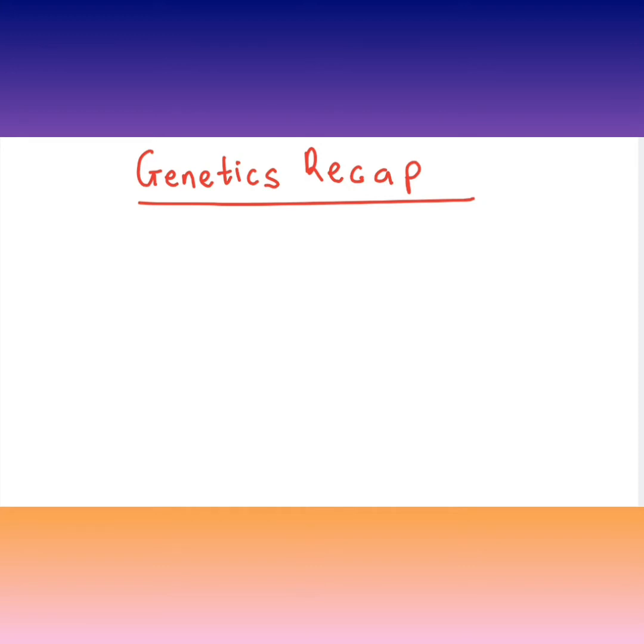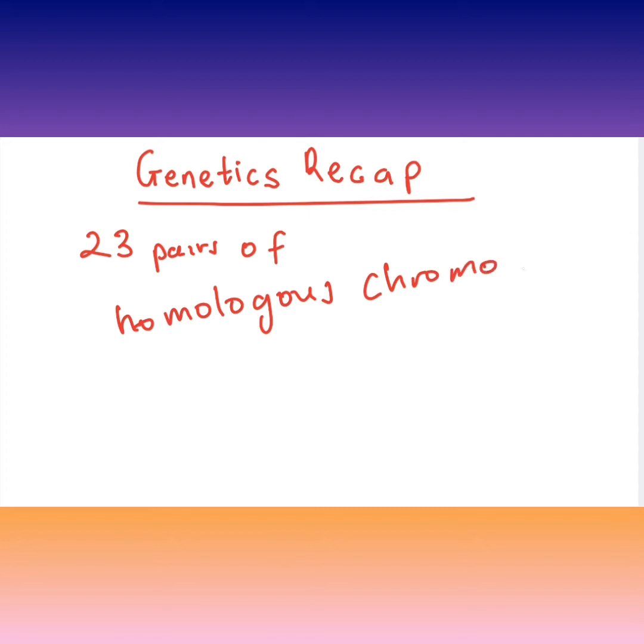Now, each human individual has about 23 pairs of homologous chromosomes in each cell. Now, just in case you don't remember, a chromosome is basically DNA wrapped tightly by proteins.